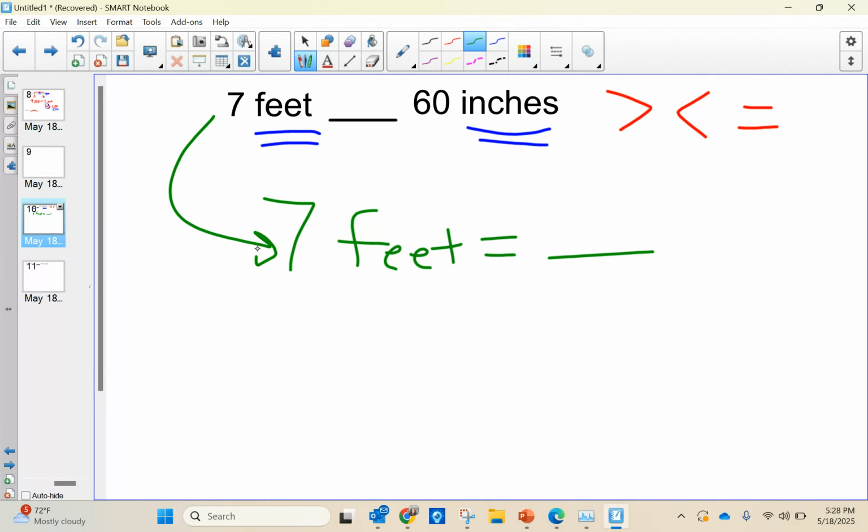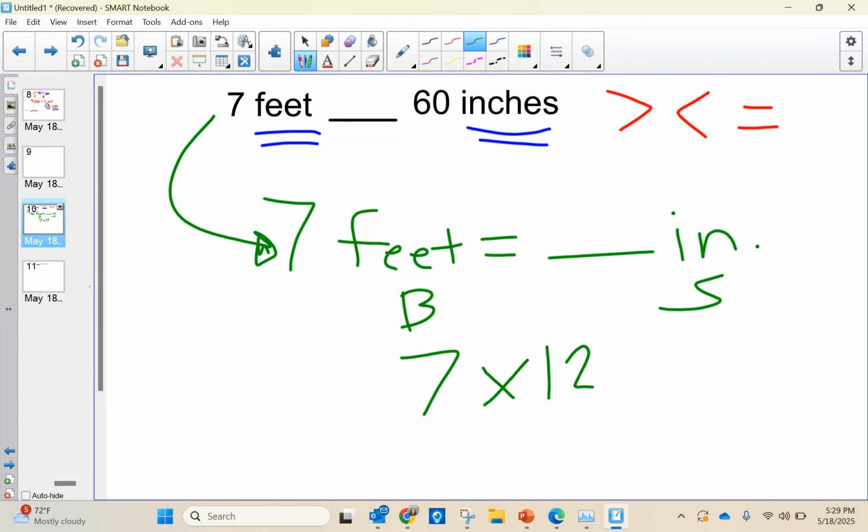So basically, I am going to rewrite this as an equivalent measurement. I am going to change feet to inches here. So I have big to small, and my starting number is 7. That's how many I'm starting with. And then the connecting number, big to small, multiply them all. I'm going to multiply by the connecting number 12, because there's 12 inches in a foot. And so when I use my calculator, I know 84. So I know that a different way to say 7 feet is 84 inches.